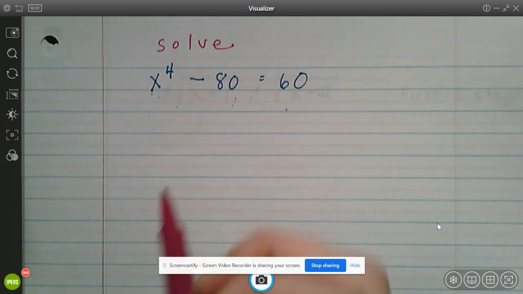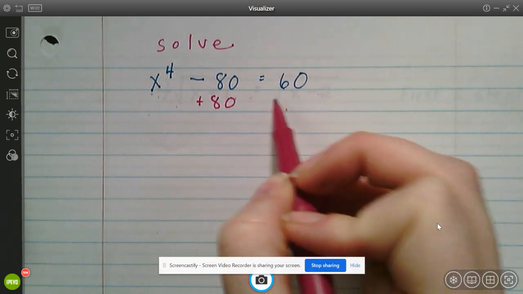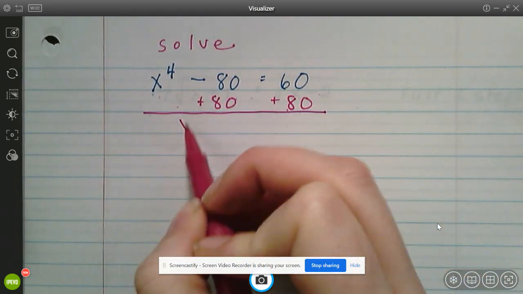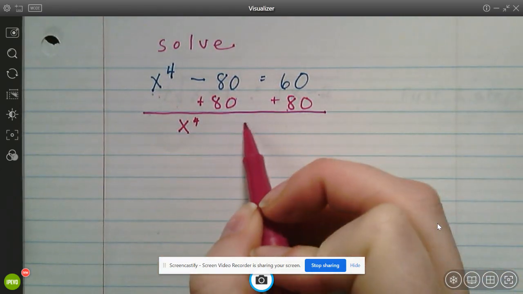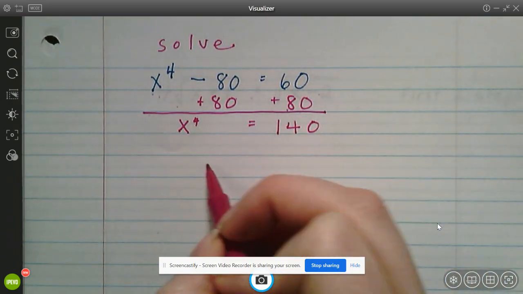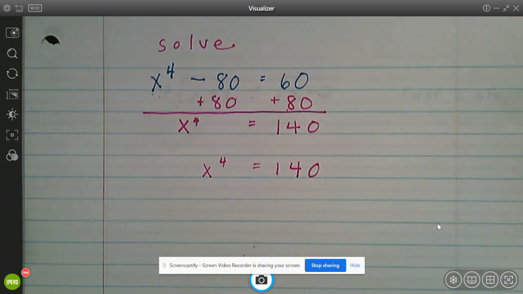Okay, so the first thing we're going to do is just move this 80. We're going to add it to both sides, because that's going to give us just x to the 4th over here. What I do to one side, I do to the other. And then I've got 140 over here. So I'm going to move this down and rewrite it down here so you can see what step I'm doing.